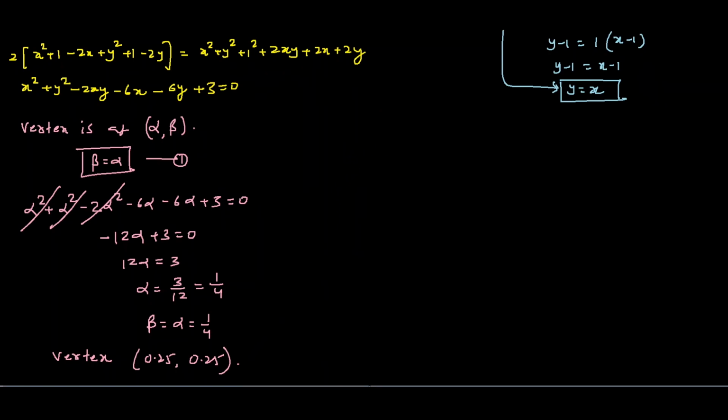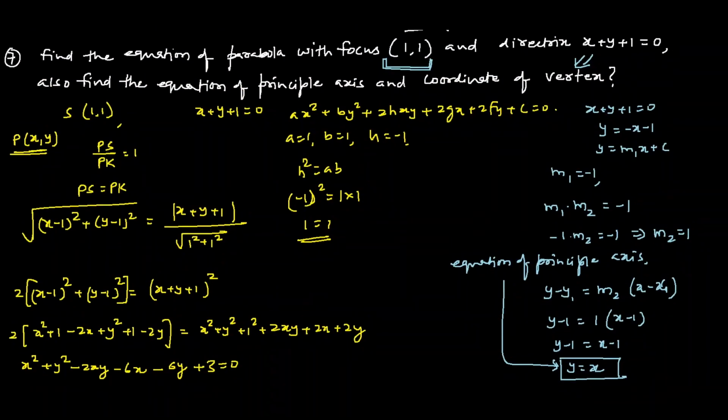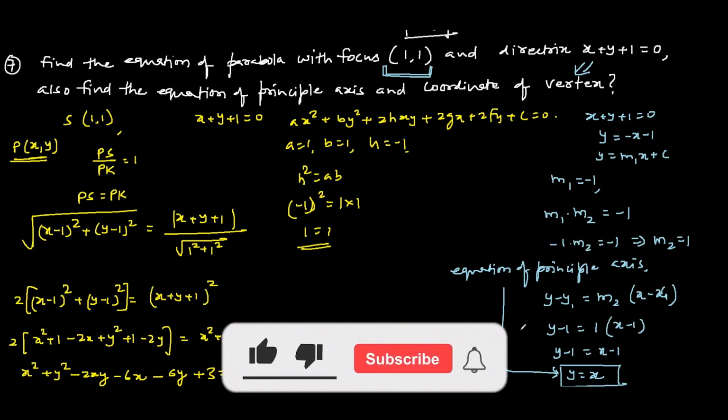Okay, so in this way we can find the equation of the parabola, the equation of the principal axis, and the coordinates of the vertex. Thank you.